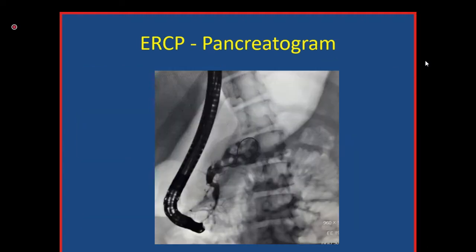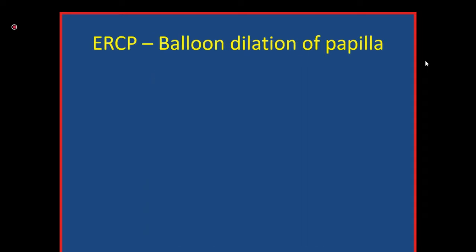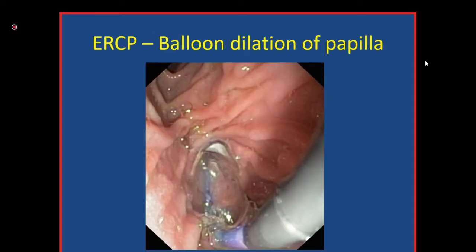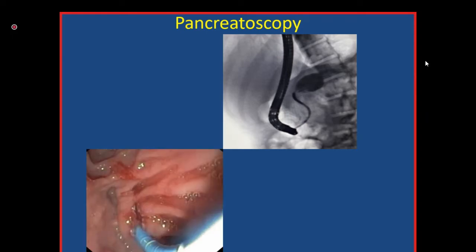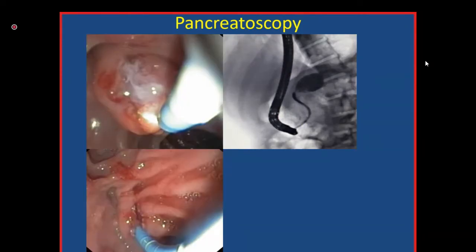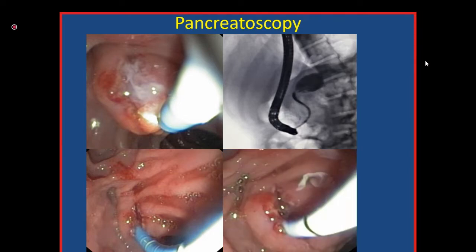Subsequently, we did the sphincterotomy, and we did balloon dilation with a CRE balloon, and we attempted pancreatoscopy also. While attempting the pancreatoscopy, we could see whitish discharge and remnants of white membranes coming out of the papilla.